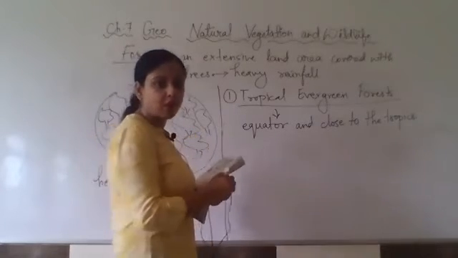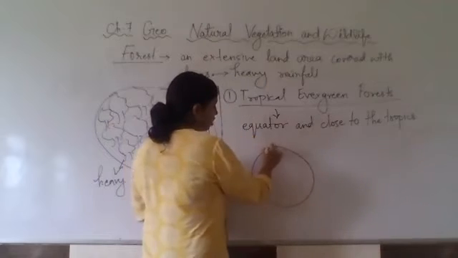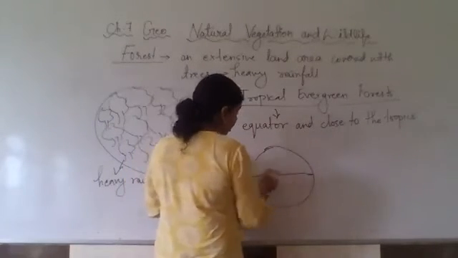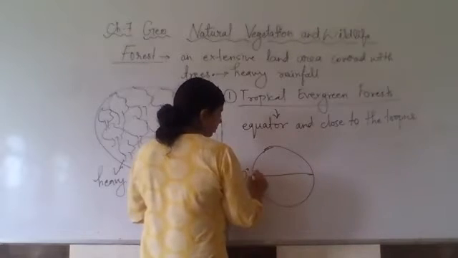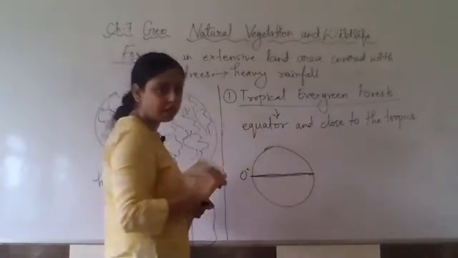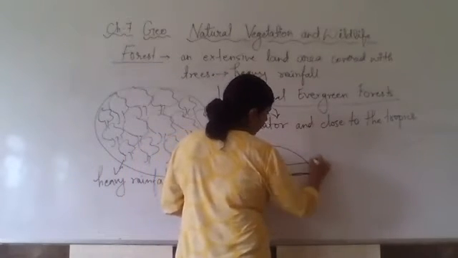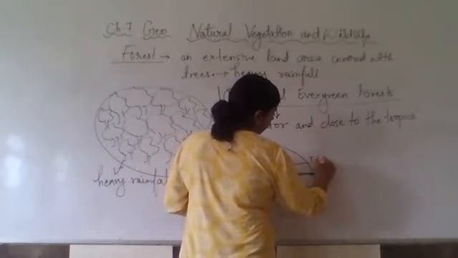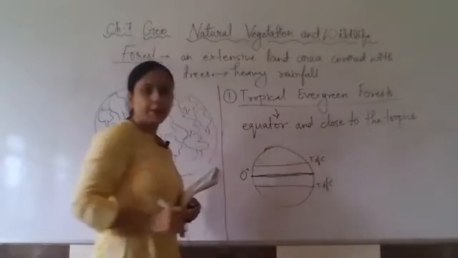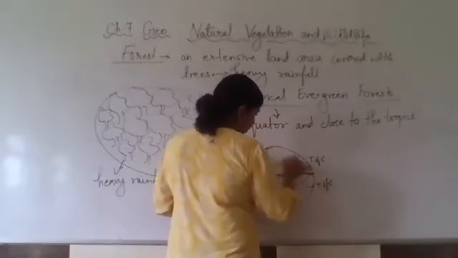Do you know what is the tropic, anyone? We have already written in the geography. This is the earth and this is the equator. This middle line is the equator. These are the imaginary lines. Now here you have Tropic of Cancer and Tropic of Capricorn. Okay? So these are the tropical areas. Understood?